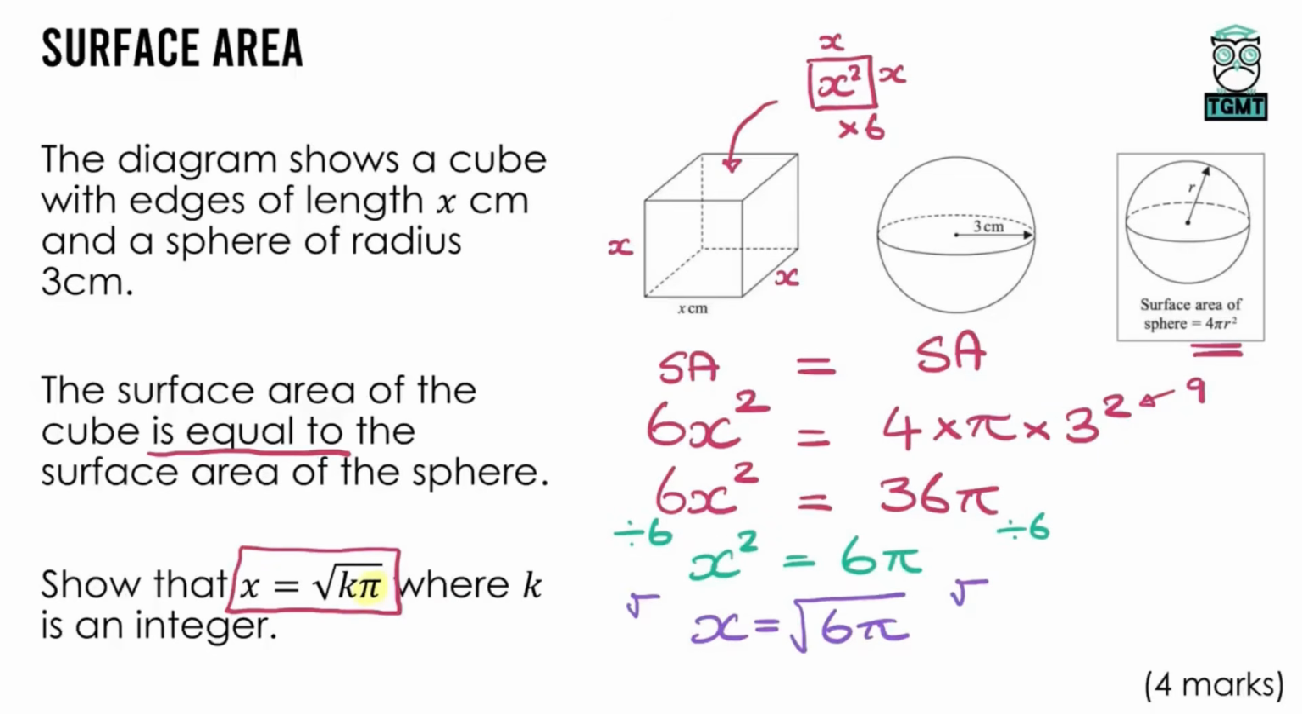So there we go, k is equal to 6. It doesn't ask us to say what k is equal to, just wanted us to show that x was equal to the square root of something pi. We found that it was 6 pi. And there we go, there's our final answer. Definitely a tricky question, but not as bad as it looks.